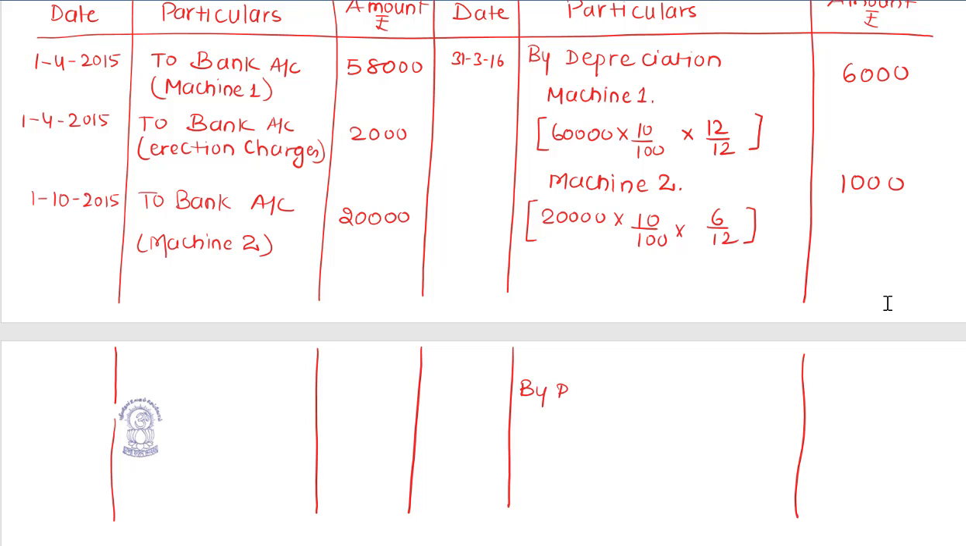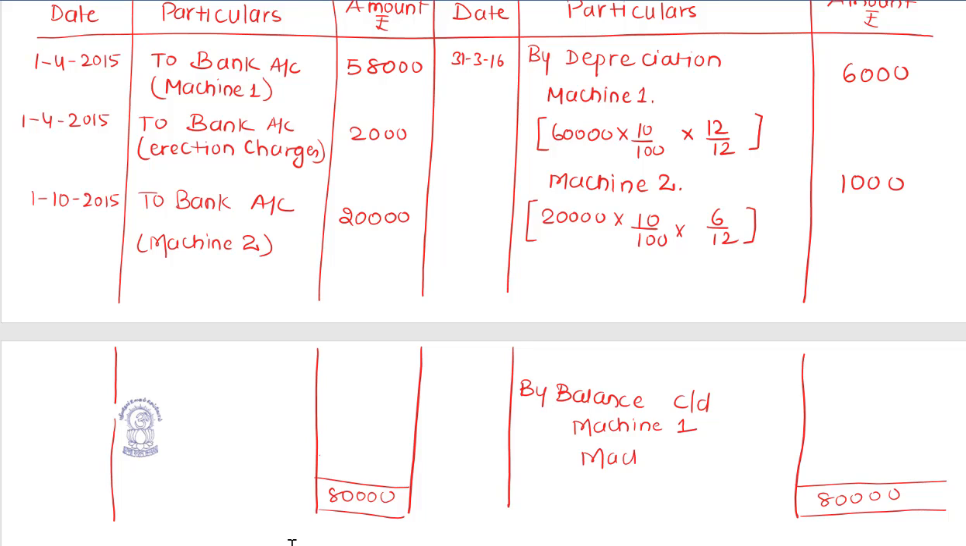By balance carried down, the total is 80,000 over here. Same on the credit side, 80,000 total. By balance carried down, machine 1, machine 2.